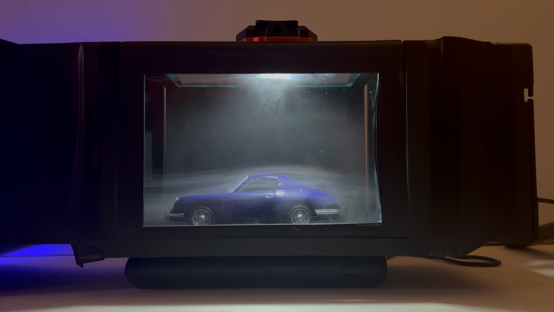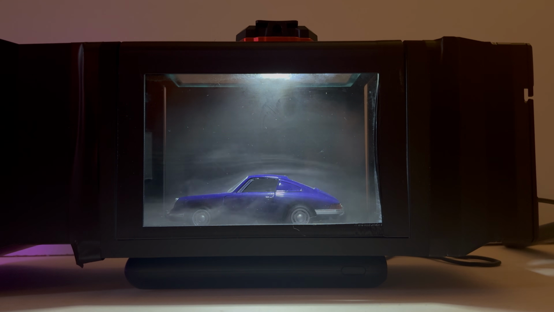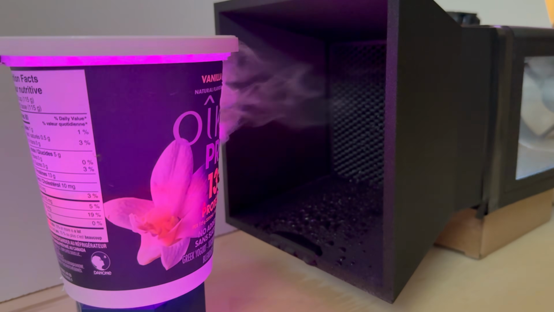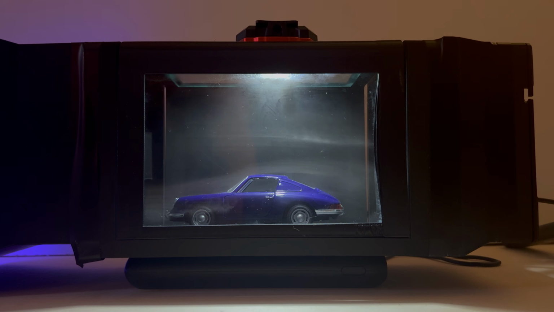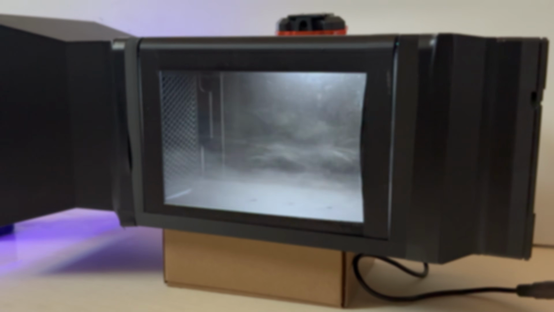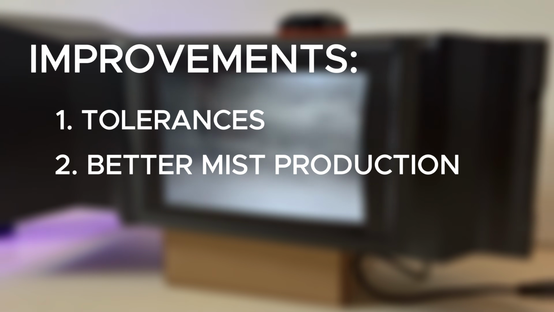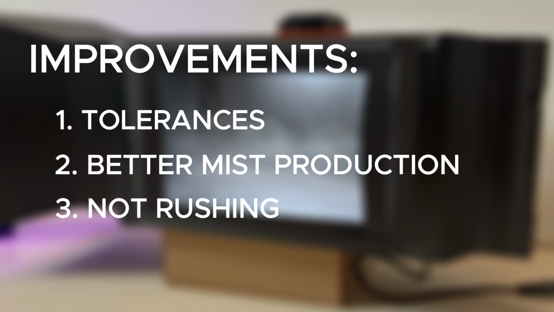The only negative is that the mist from the output fogger is pretty low. A better fog machine or a smaller body would have made this drastically more visible. Overall, I'm pretty happy with this as a version 1. The design is solid, and the Bamboo P1S handled the prints pretty well. If I were to do a second iteration later on, I already know what I would fix. This includes adjusting my tolerances, improving the mist production, and not rushing my print jobs.